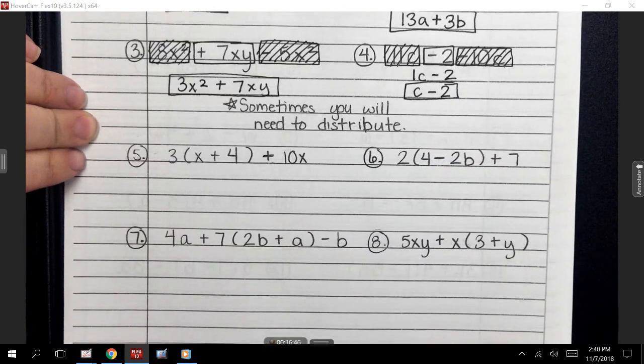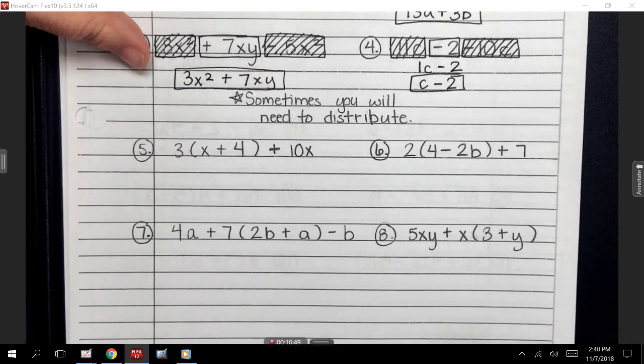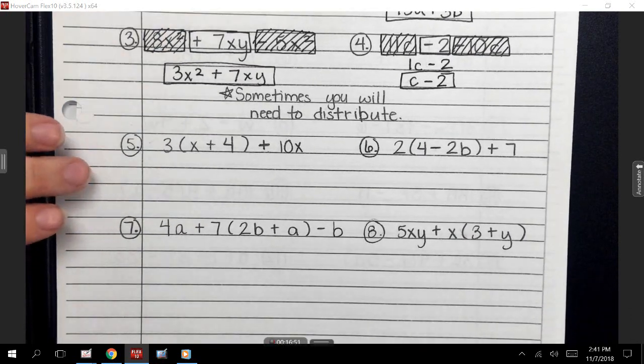Let's keep going. All right? If you'll notice down here at the bottom, all of these have parentheses. I need y'all two to stop.